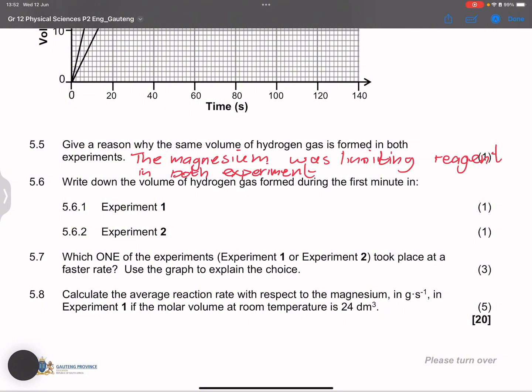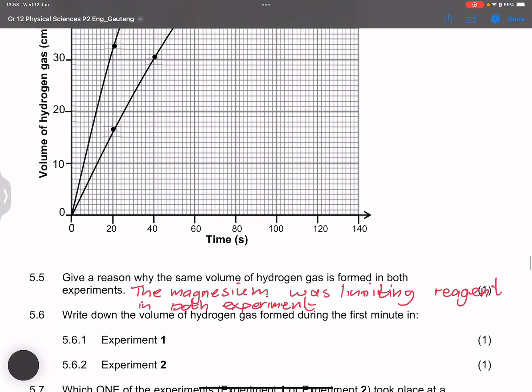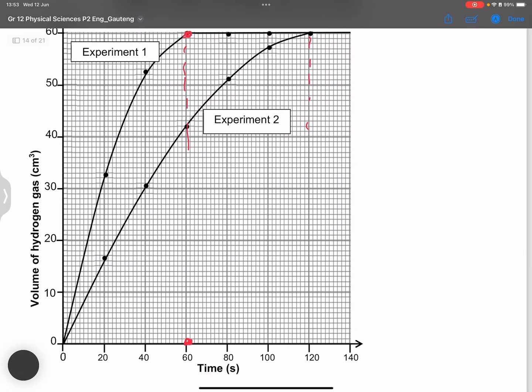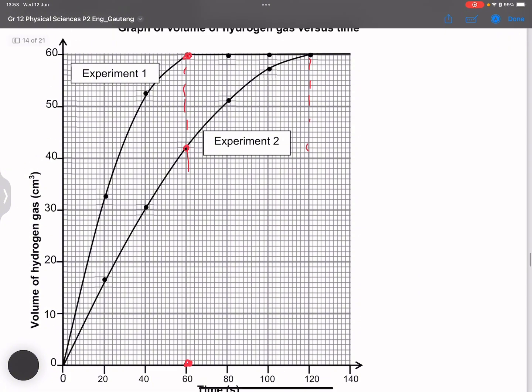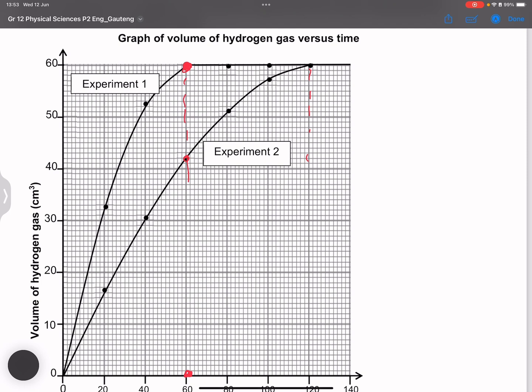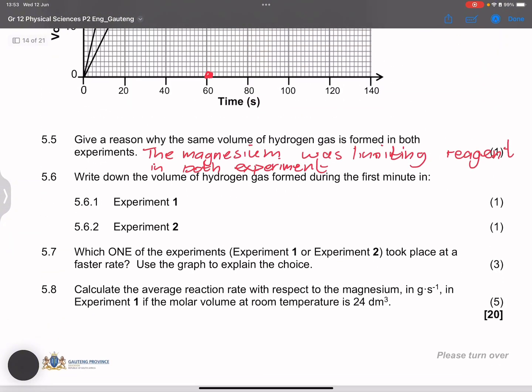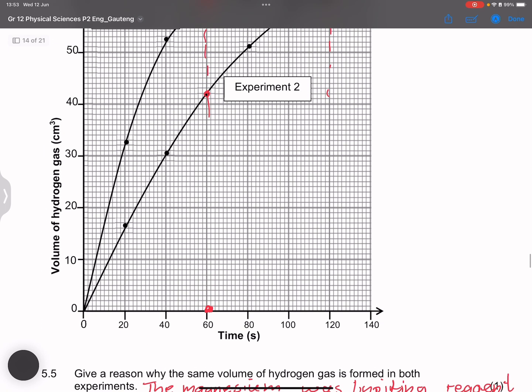Okay, so they say to us for 5.6, write down the volume of hydrogen gas formed during the first minute in experiment 1. Okay, so in the first minute, let's check there. So that's after 60 seconds. So in experiment 1, after 60 seconds, no, that's experiment 2. So the amount of hydrogen that would be formed, the volume would be 60 cubic centimeters. Okay, so experiment 1, that's 60 cubic centimeters. Right, and in experiment 2, let's check there, that would be the amount right there. So that looks like we've got 40.